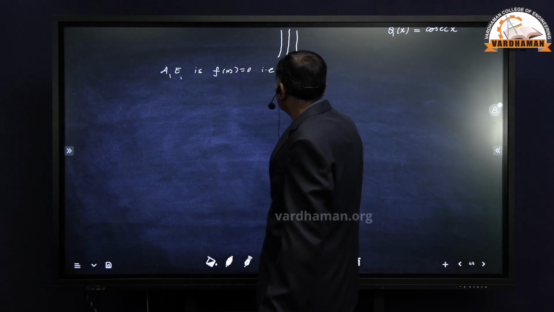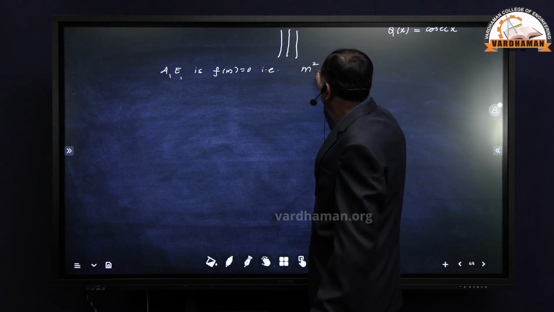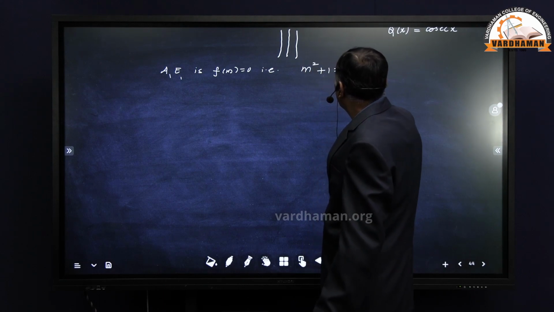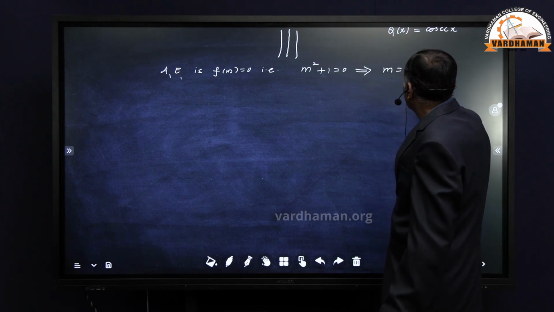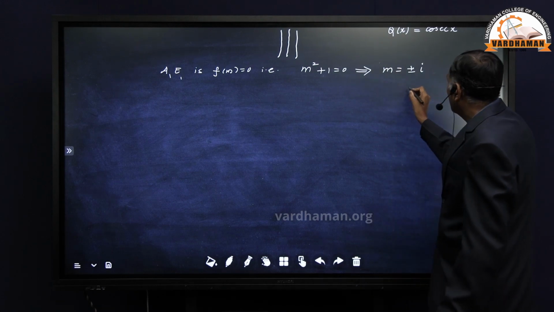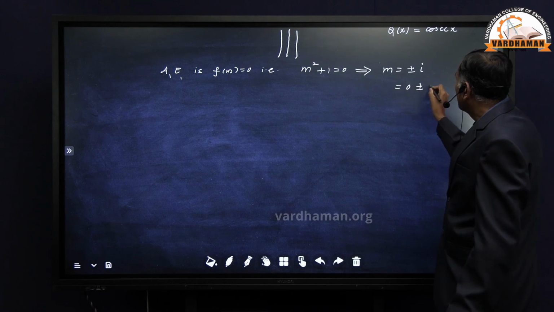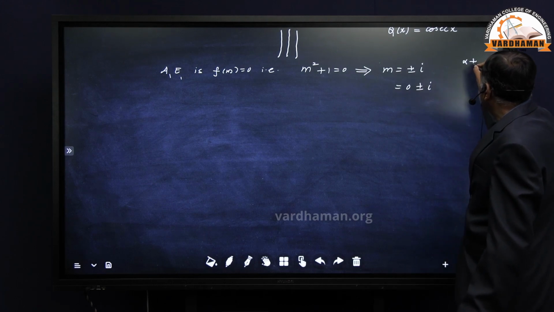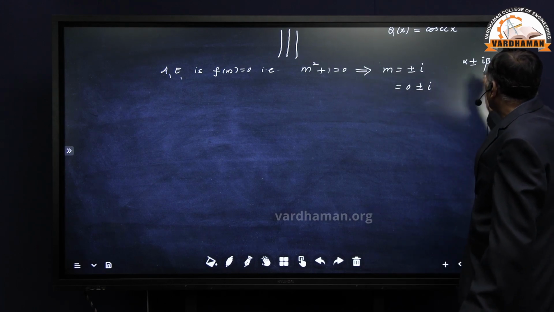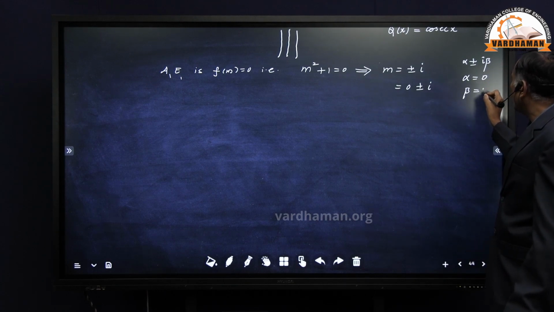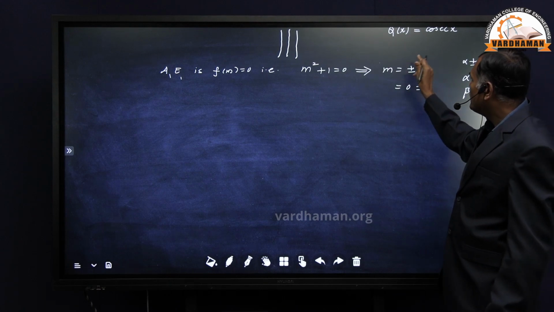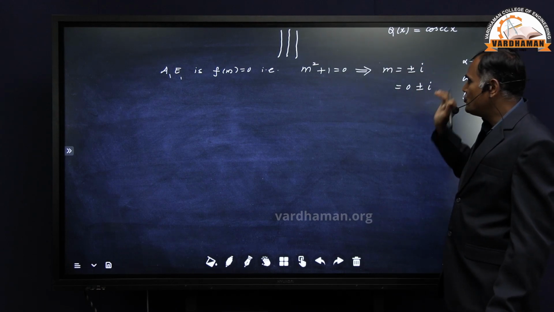That is nothing but m square plus 1 equals 0. Solving this quadratic equation, we get m equals plus or minus i. Now clearly it is of the form alpha plus or minus i beta. In this case alpha is 0, beta is 1. Clearly these two roots are complex and distinct.